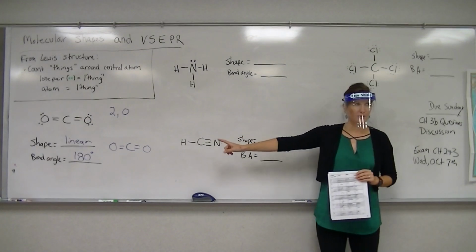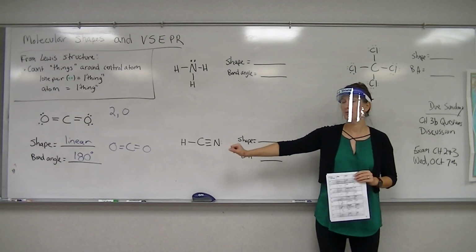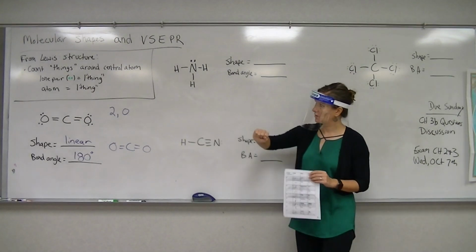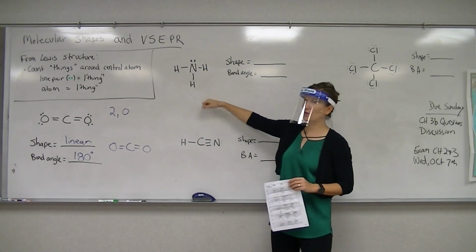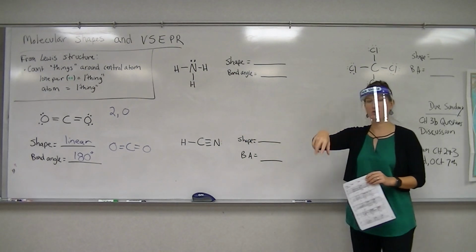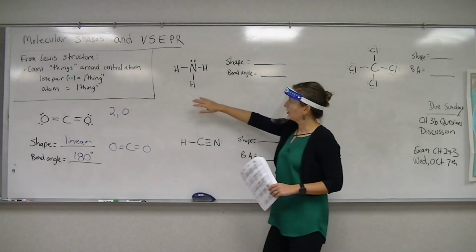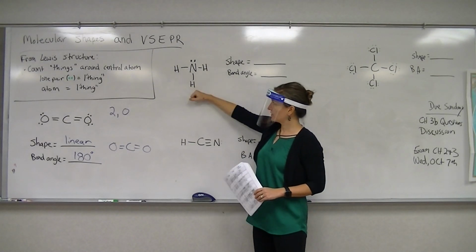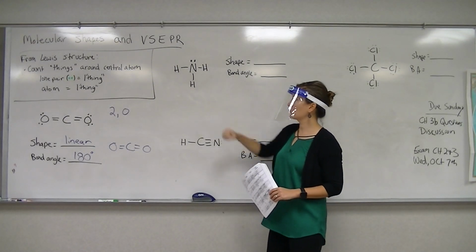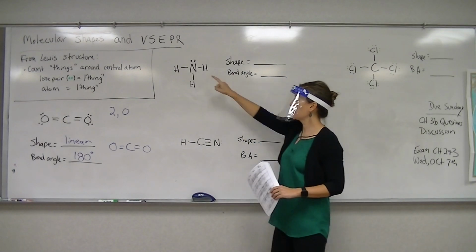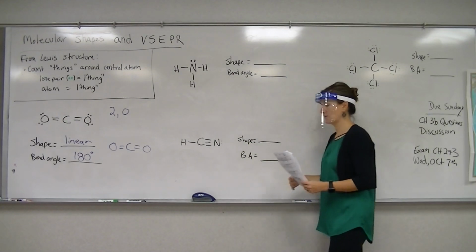Are there questions on that first one? Okay, for the next one, if we're trying to figure out the 3D shape, how it looks in nature, we start with the Lewis structure. We drew this last time. We're going to count the things around the central atom. The central atom is nitrogen. So how many total things around it?